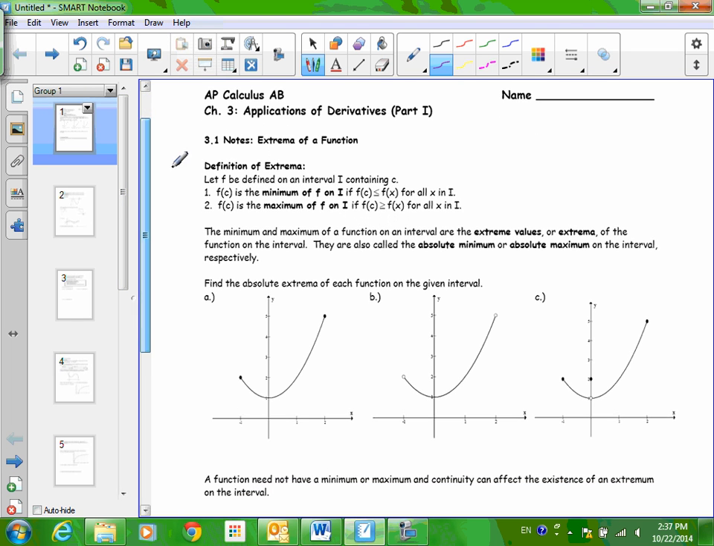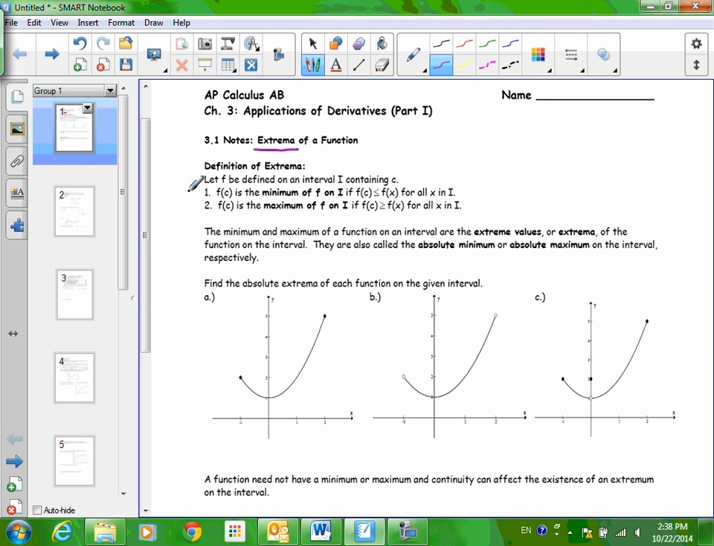Chapter 3, especially today, we're going to talk about extrema. What do you think of when you see that word extrema? Extreme. Now in math, extreme means really high or really low, okay? So we're going to be talking about maximums and minimums. Extrema, by the way, is plural. Extremum is singular, which seems weird, but it's from the Greek, okay?